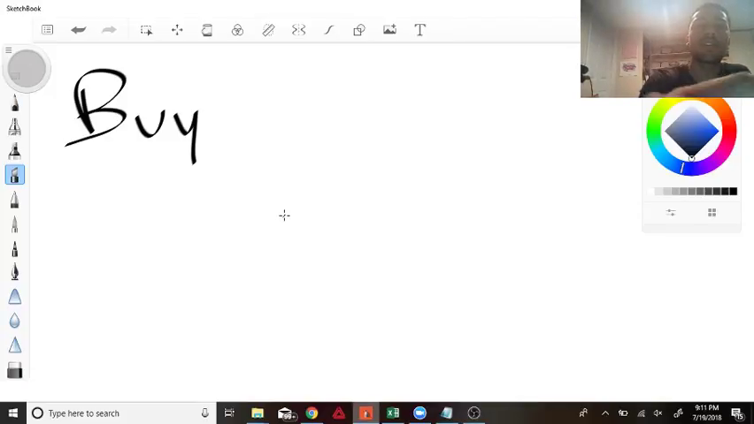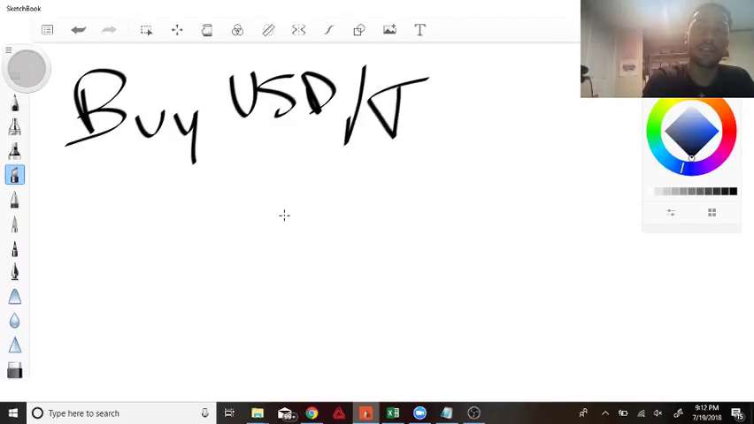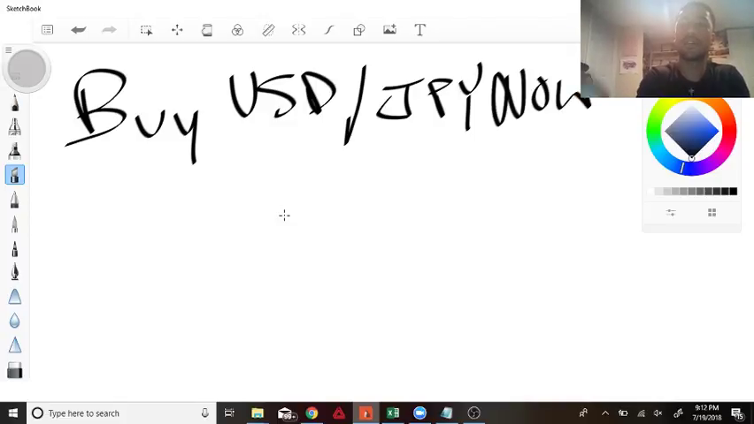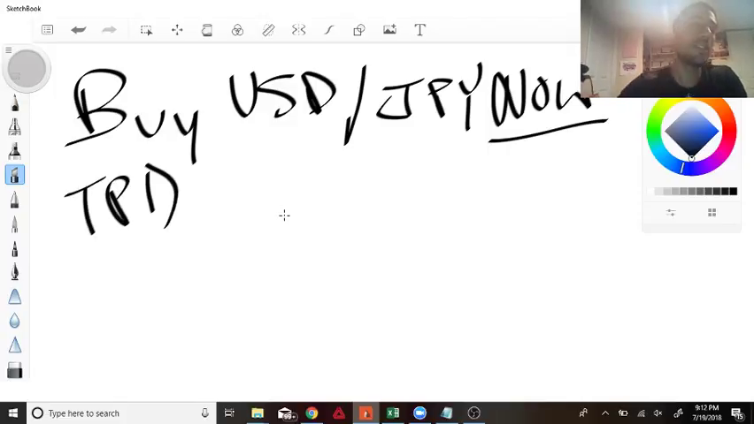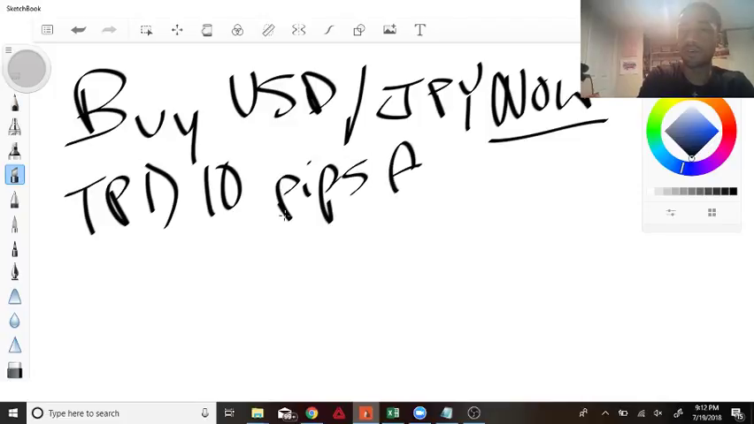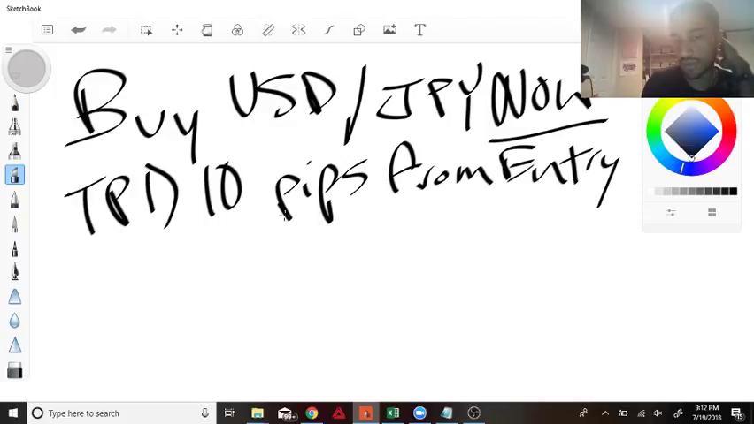All right, so let's say it says something along the lines of buy USD JPY now, and it'll say something along the lines of TP number 1. And when we say TP, we're talking about take profit, and I'm going to explain a little bit more about that. So take profit number 1, and it'll say something along the lines of 10 pips from entry. Okay, 10 pips from entry.